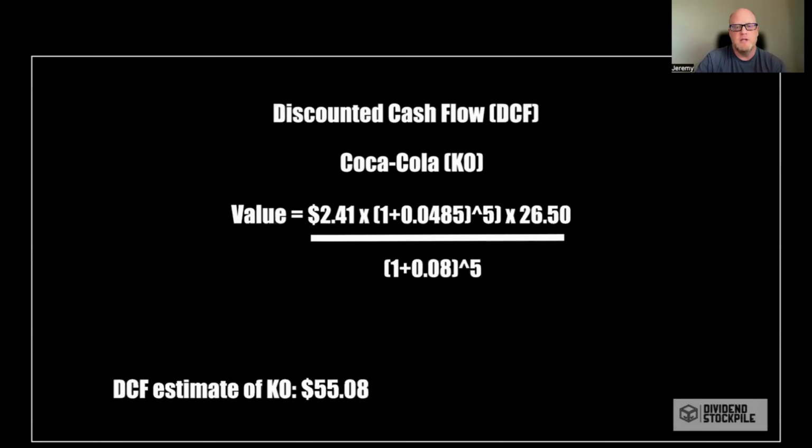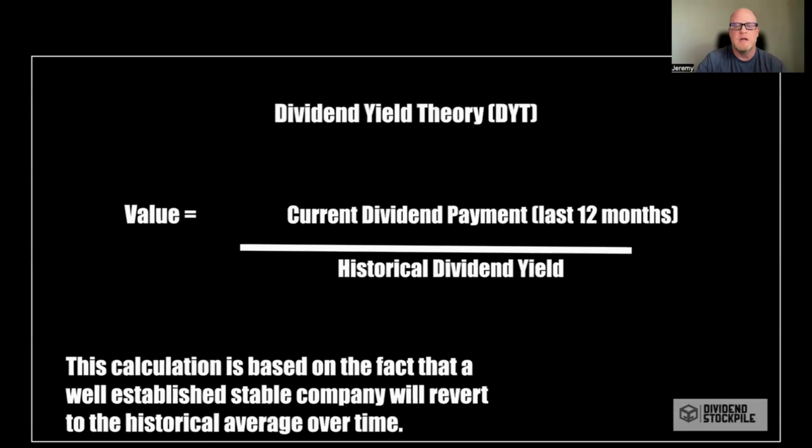So putting that all into the formula, we have $2.41 times 1 plus the expected earnings growth rate of 4.85%, raised to the 5 years, and then multiply that by the PE, which is 26.5. And then you divide all that by 1 plus your required rate of return, which is 8%, raised to the number of years, again, 5. So when you put that into Google Sheets or do it on your own calculator, a DCF estimate comes out to $55.08.